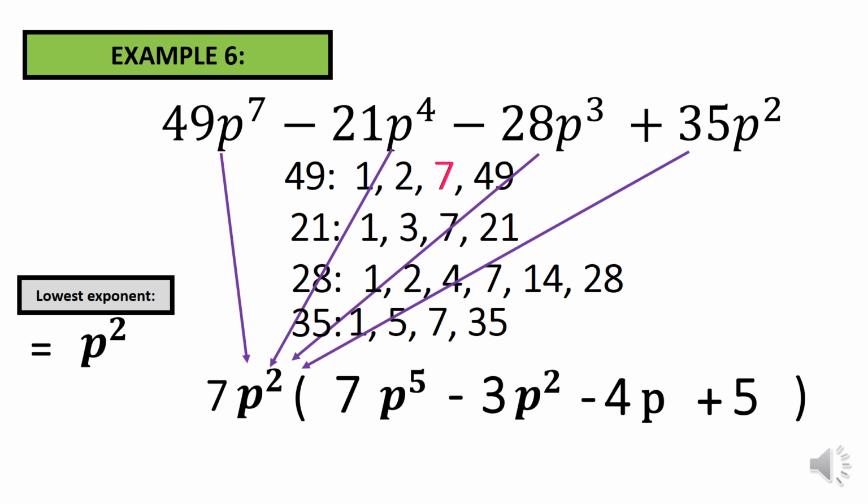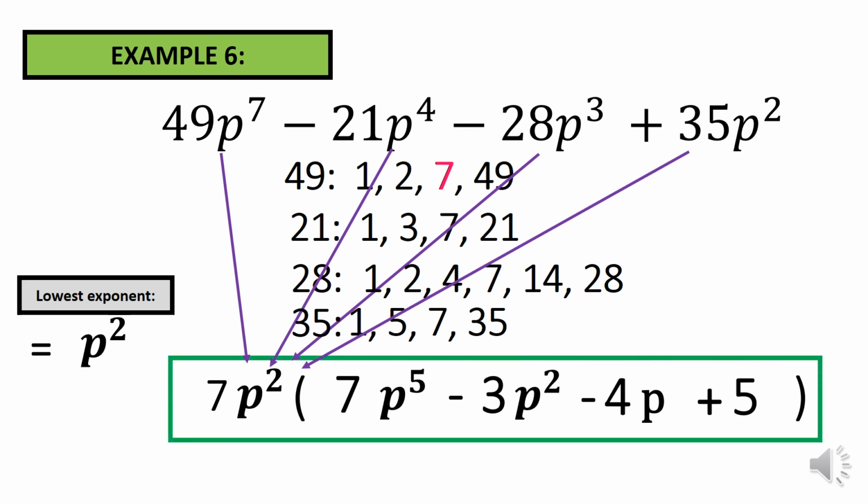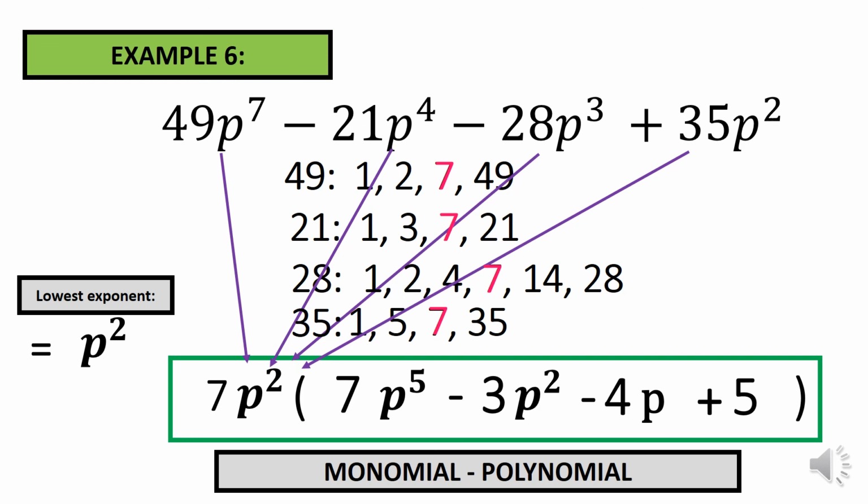So that means our final answer, the factored form of the expression 49p raised to 7 minus 21p raised to 4 minus 28p raised to 3 plus 35p squared, is equal to 7p raised to 2 quantity 7p raised to 5 minus 3p squared minus 4p plus 5. That is an example of dividing a monomial by a polynomial.